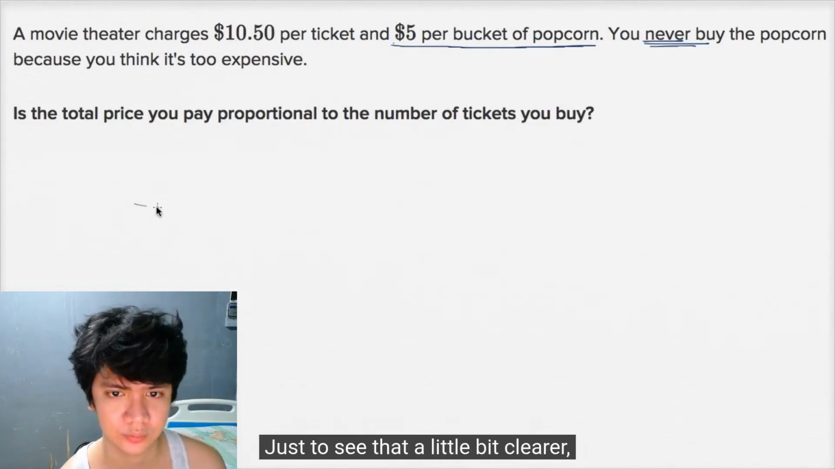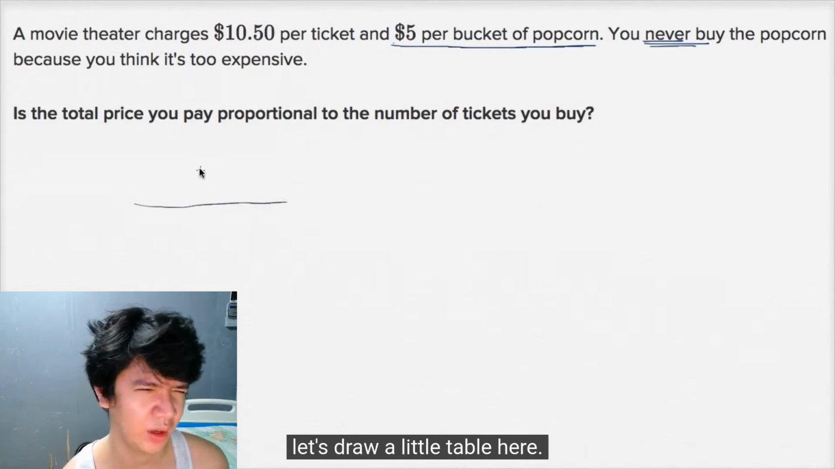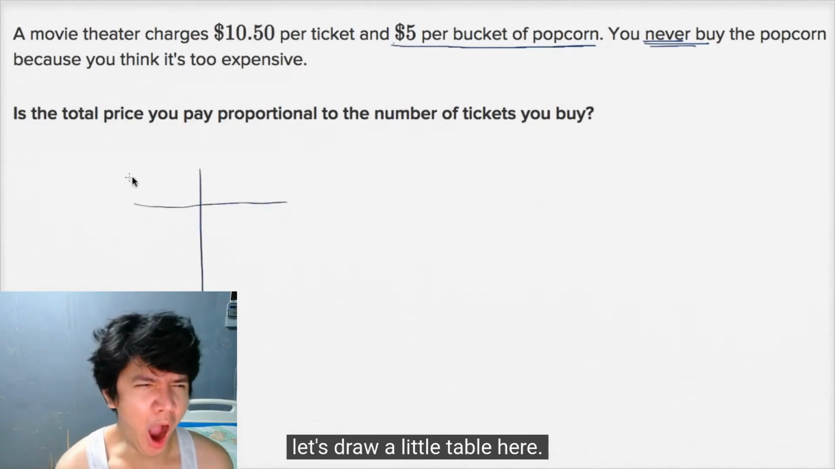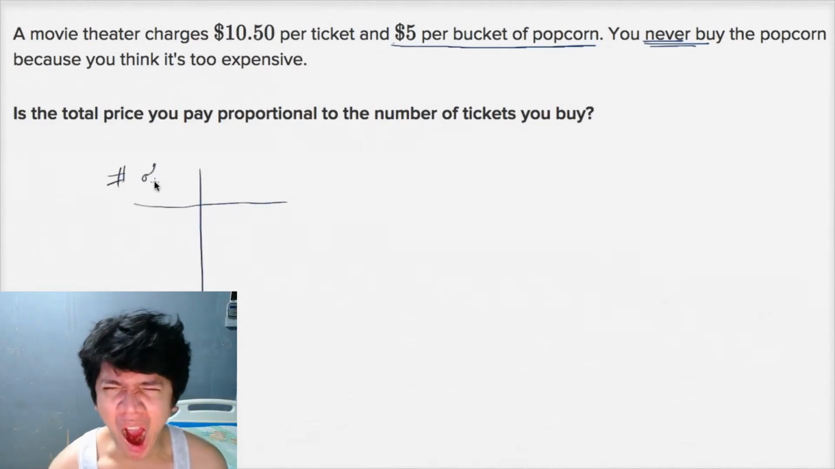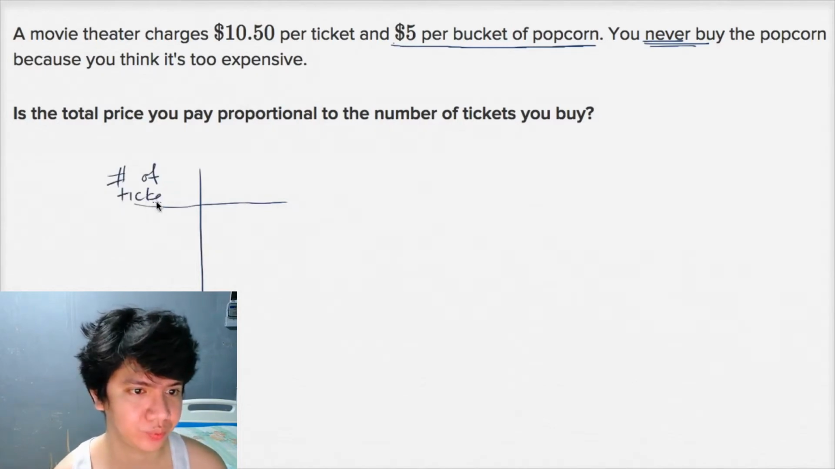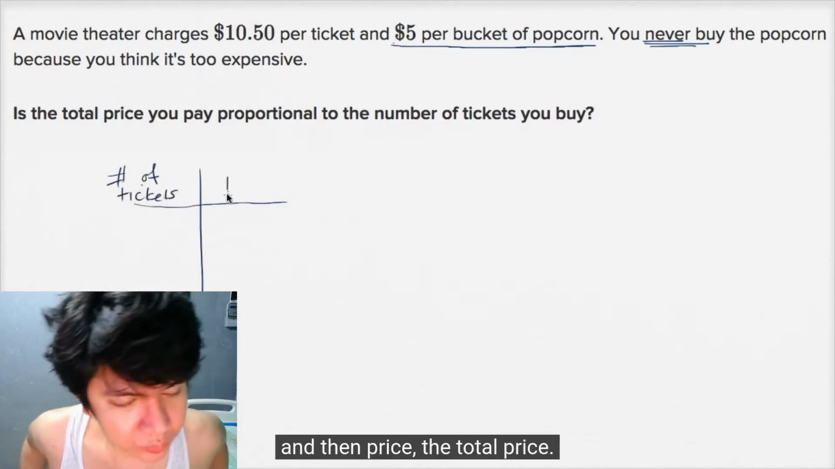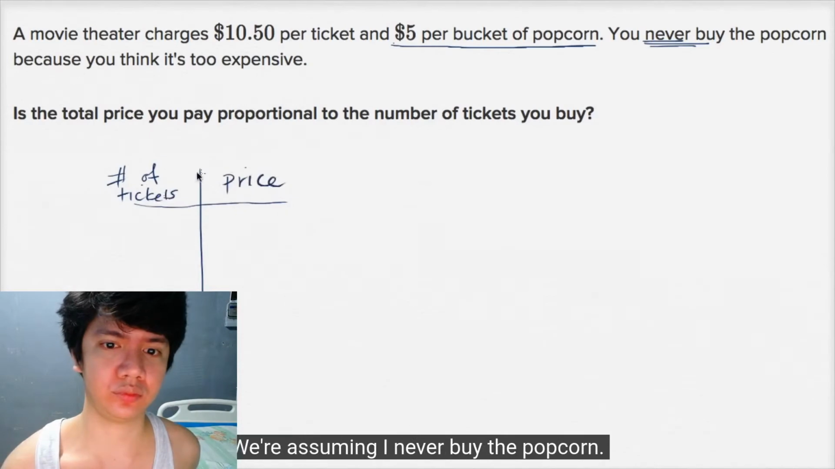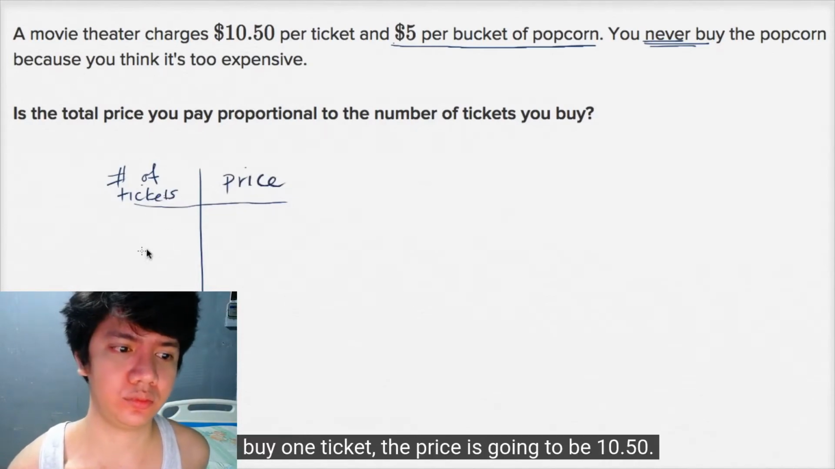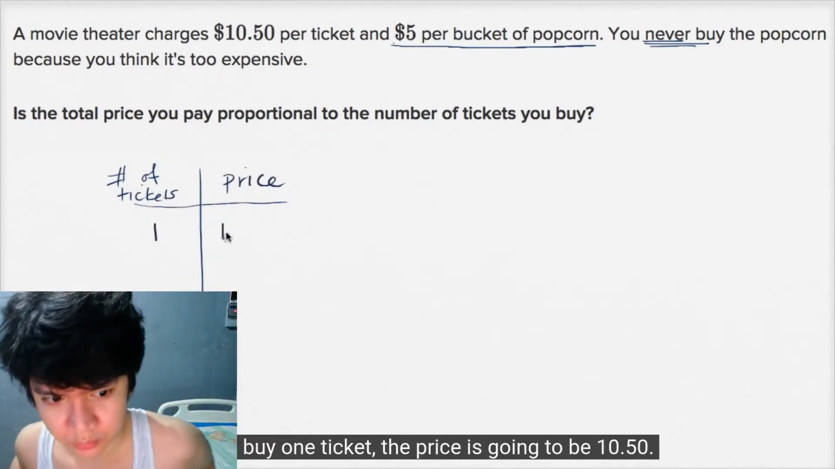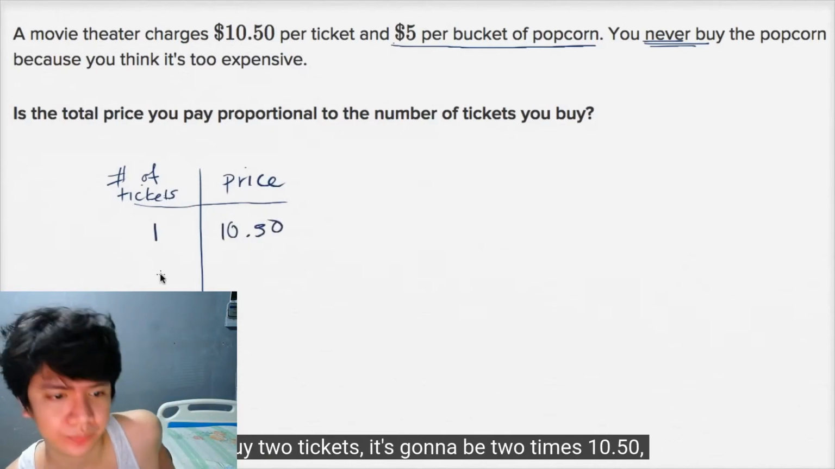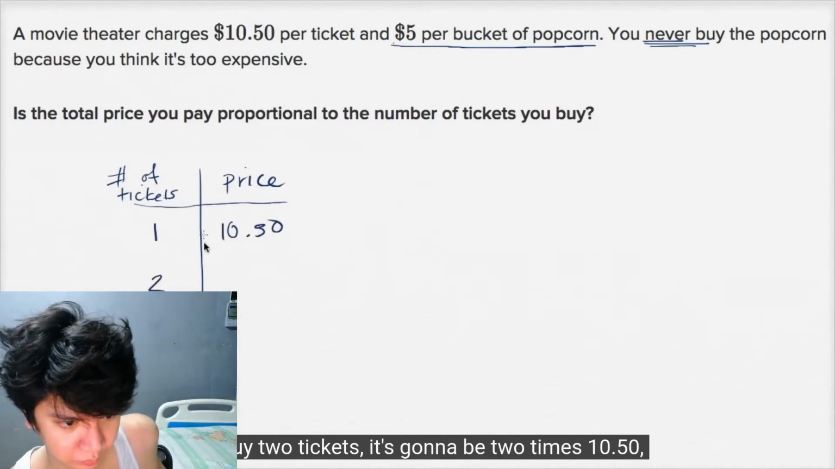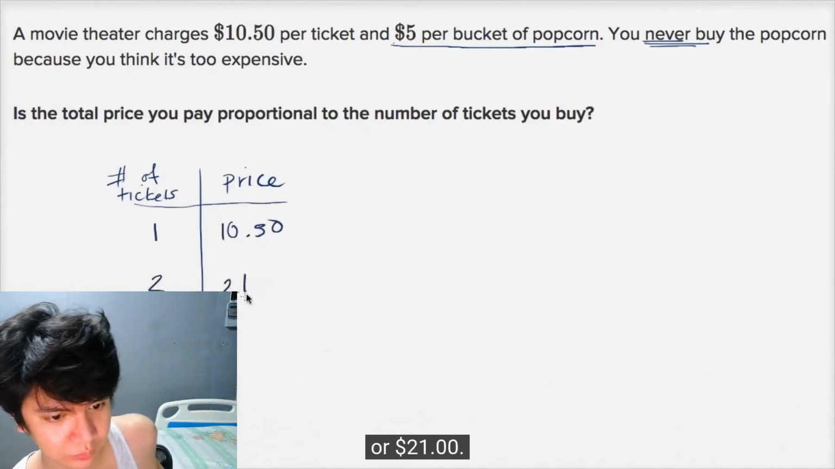And just to see that a little bit clearer, let's draw a little table here. So number of tickets, and then the total price. We're assuming I never buy the popcorn. So if I buy one ticket, the price is going to be $10.50. If I buy two tickets, it's going to be 2 times $10.50, or $21.